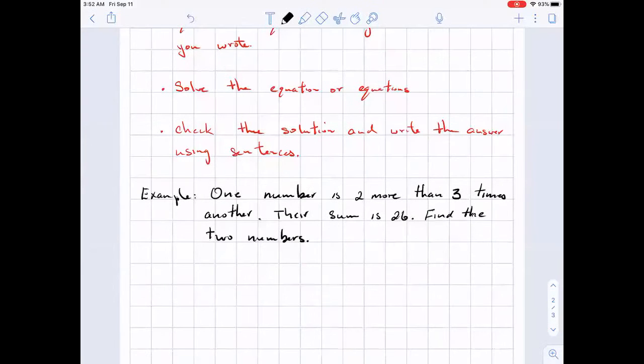So our first example: one number is 2 more than 3 times another. Their sum is 26. Find the two numbers. Let's read that again. One number is 2 more than 3 times another. Their sum is 26. Find the two numbers.